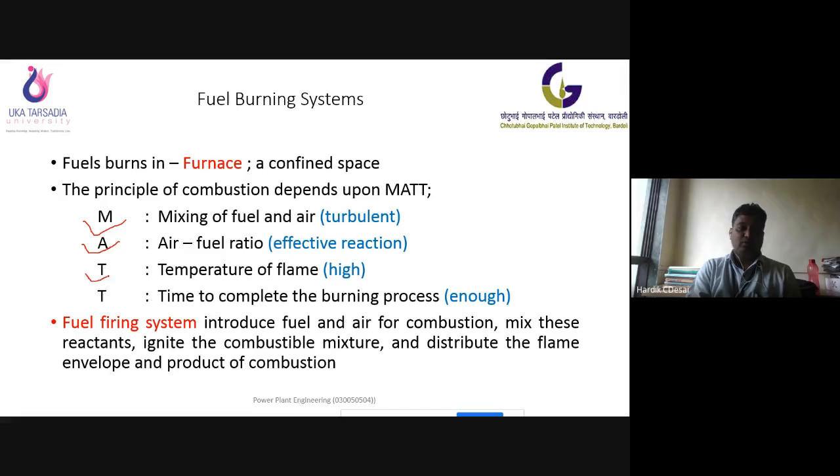And yes, we want the maximum possible temperature of the flame for effective heat transfer, and also we need enough time for the complete burning process. To accommodate all these principles, all these parameters, we need a good fuel firing system. And what is the function of this fuel firing system? It will introduce the fuel and air for the combustion.